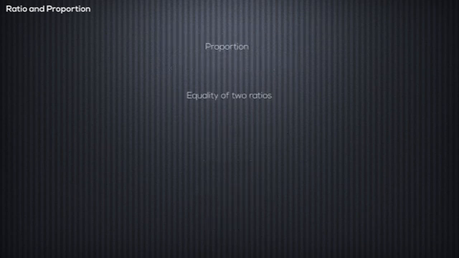Proportion. When two ratios are equal, they make a proportion. That is, if A by B is equal to C by D, then A, B, C and D are in proportion. This is represented as shown and is read as A is to B as C is to D. When A, B, C and D are in proportion, then A and D are called extremes and B and C are called the means. Also, the product of the means is equal to the product of the extremes.